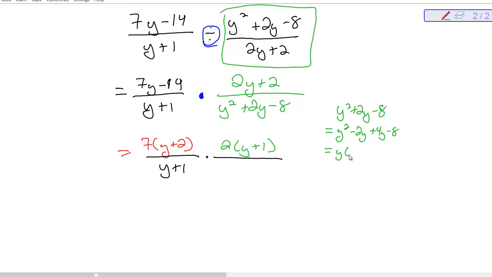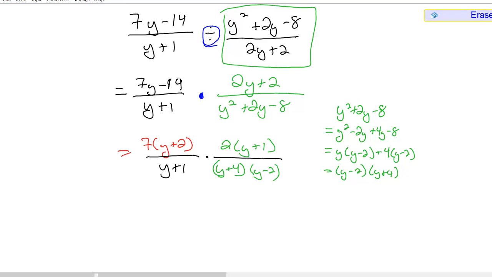So I will factor out a y, and I can factor out a positive 4, and that will leave me with a y minus 2 and a y plus 4. And so that gives me y plus 4 and a y minus 2. And I have a wrong sign right here. Let's see. Yep, right here. That should have been a y minus 2. My apologies.